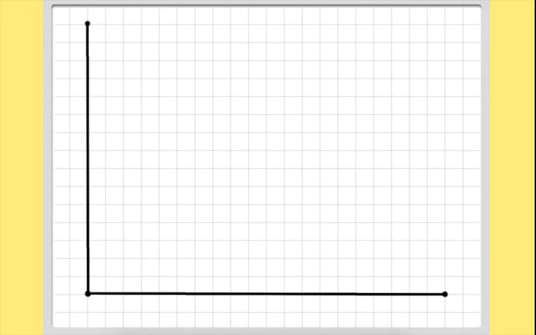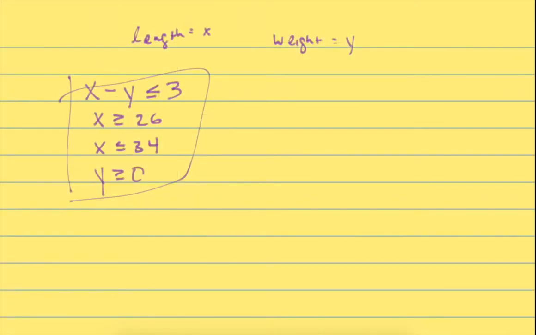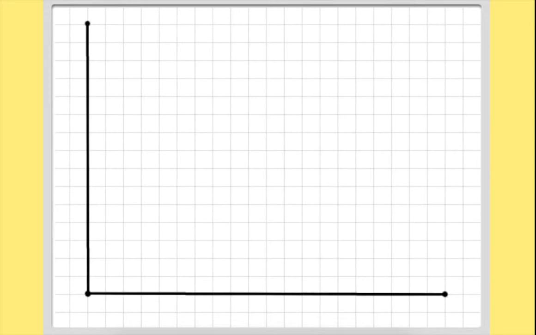Our first equation was x minus y is less than or equal to -3. So let's rewrite that inequality and solve for y. We subtract x from both sides, which gives us negative y is less than or equal to negative x plus 3. Then if we multiply by -1, it becomes positive y, and remember we switch the direction of the sign, so y is greater than or equal to x minus 3. So that has a y-intercept of -3 and a slope of 1.